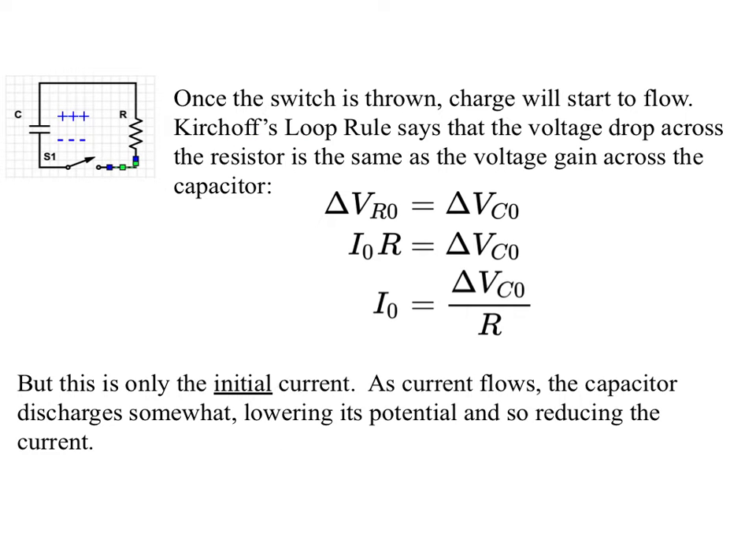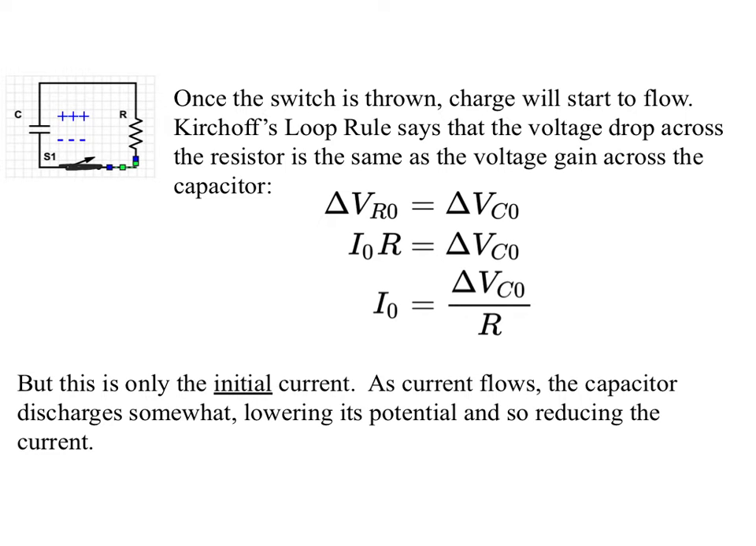Once we throw the switch, the charge will start to flow. We'll pretend positive charges flow, and then move out through the resistor, across the switch, which I guess we now say is thrown, so it's like that. And then back to the capacitor, so that some of these positives will start canceling some of these negatives, and the capacitor will discharge.